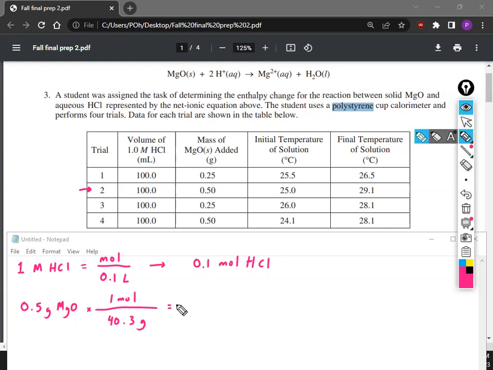Okay, so you guys should have gotten 0.0124 moles of MgO. Something around there? Okay.